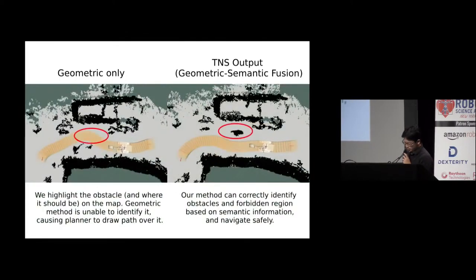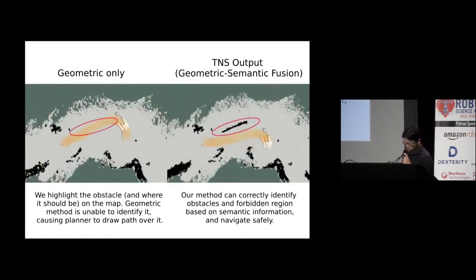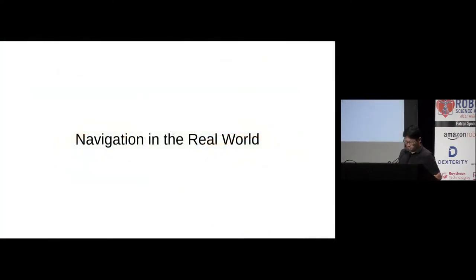In this case, we highlight the obstacles on the map with a red circle. The geometric information could not identify the obstacles, while we can see the obstacles through the semantic information. So the geometric-based methods would draw a path over the obstacle, while our method can avoid the forbidden region and obstacles.